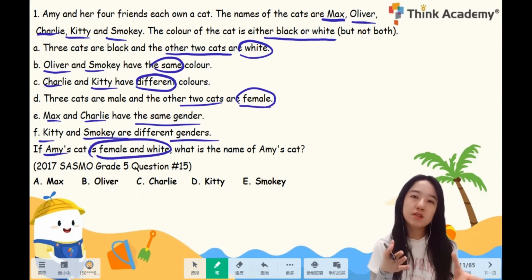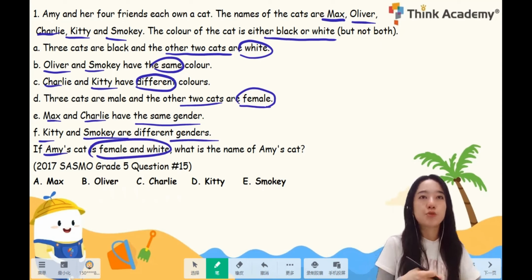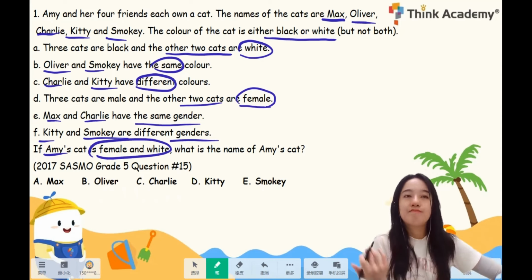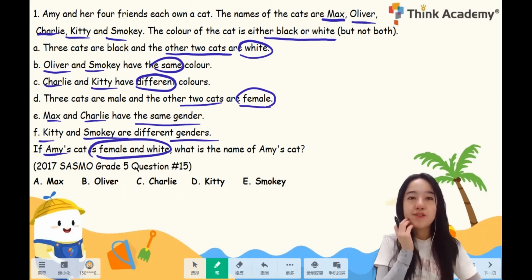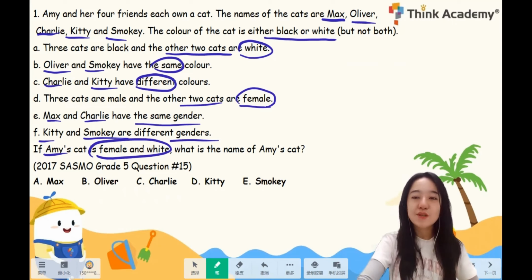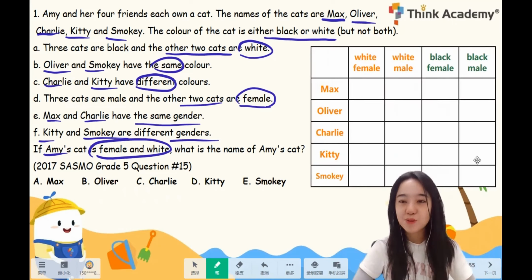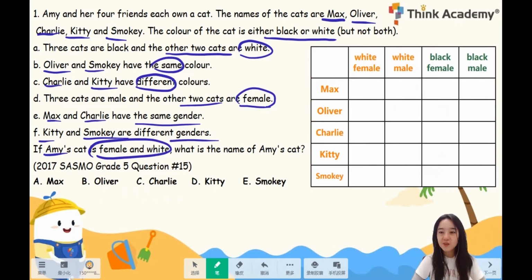When there is a certain corresponding relationship between the names or between some parts and their positions, we can just use a table to show the relationship clearly. Let me make it smaller. Now let's see. They can be either white female, white male, black female, or black male. That's why I put them in the first row of this table. And there are 5 cats.